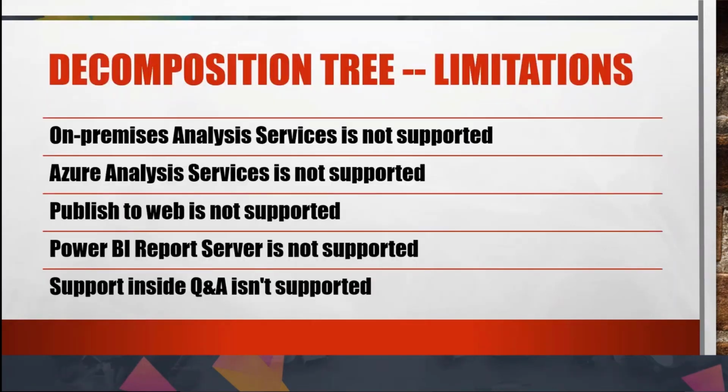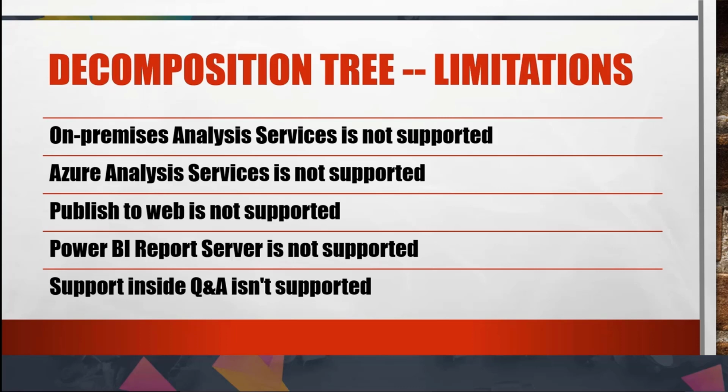And there are some limitations for the decomposition tree as well. As of now, the maximum number of levels for the tree is 50, and the maximum number of data points that can be visualized at one time on the tree is 5,000. So if you have more than 5,000 values in that particular column, then you won't be able to visualize that. Also, currently the top n per level is set to 10.